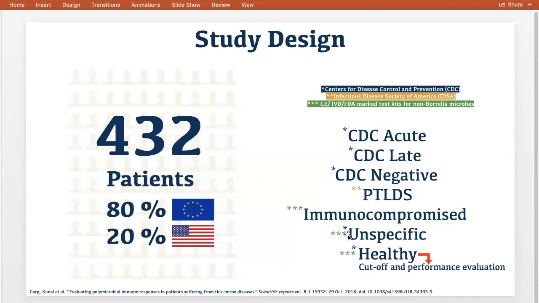In addition to that, we had unspecific patients. These patients were not positive for Lyme disease, but they had Lyme disease-like symptoms and were tested for other microbes, like Epstein-Barr virus, chlamydia species, mycoplasma. And then finally, we of course had healthy controls or healthy donors for the evaluation of cutoff marks.